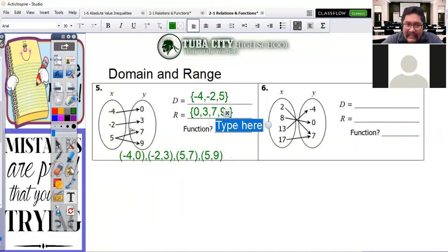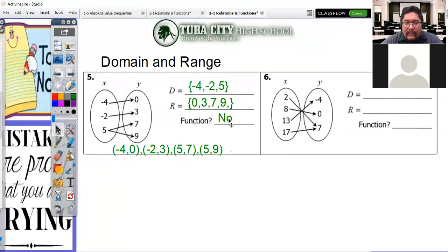And we also can see that there are 2 lines pointing to X. So X is being shared between 5, 7 and 5, 9. So that means this is not a function. So X values cannot be shared. They cannot be repeated or anything else like that. So they can only happen once. So this one, not a function.